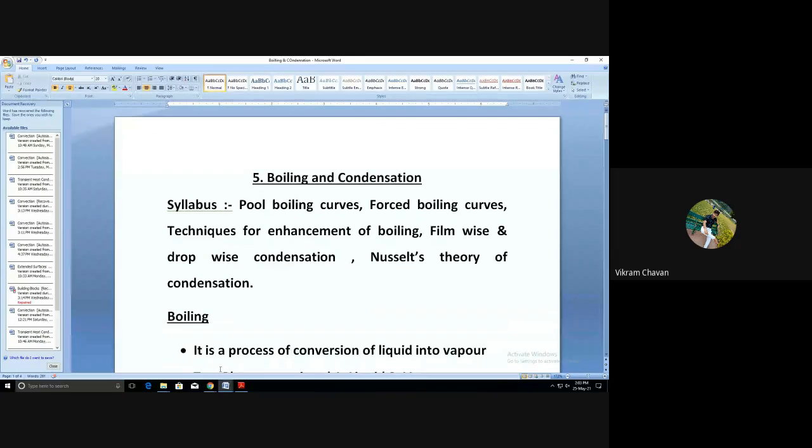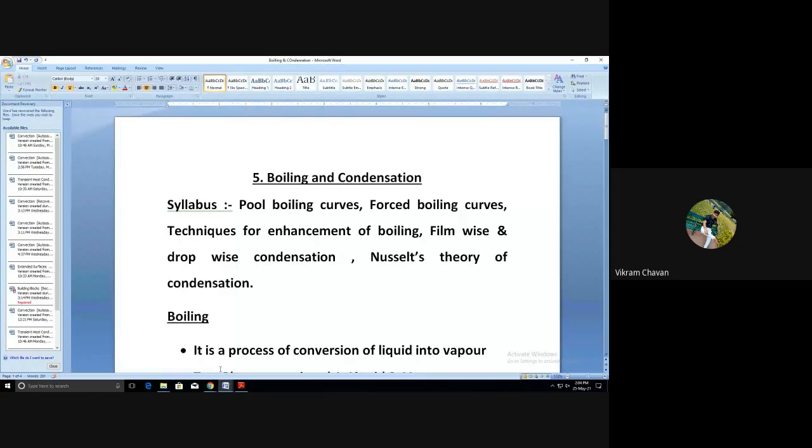What is meant by saturation temperature? The temperature at which the liquid changes its phase to vapor, or vapor changes its phase to liquid, is called the saturation temperature. If the liquid changes its phase from liquid state to vapor state, then that process is called the boiling process. And if the vapor changes its phase from vapor to liquid, then that process is called the condensation process.